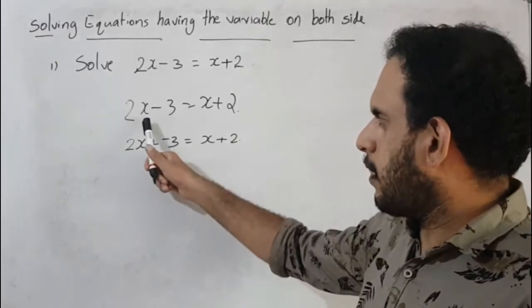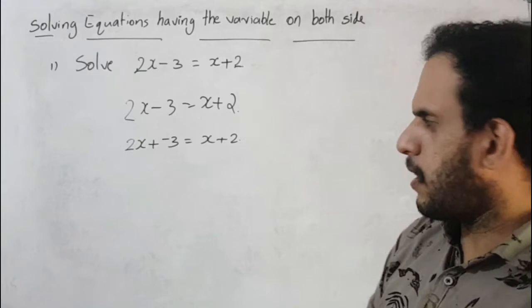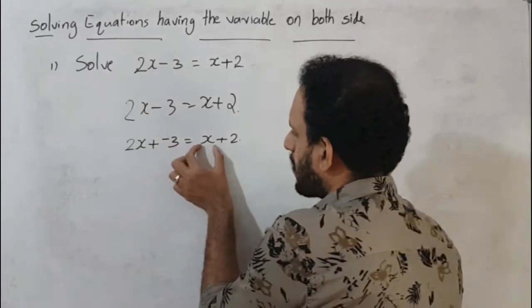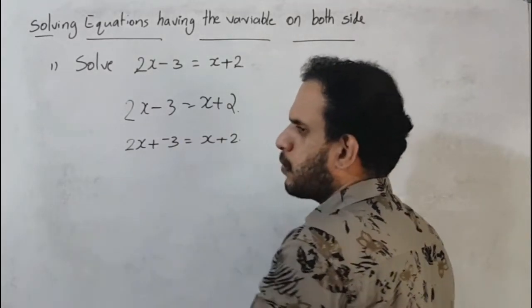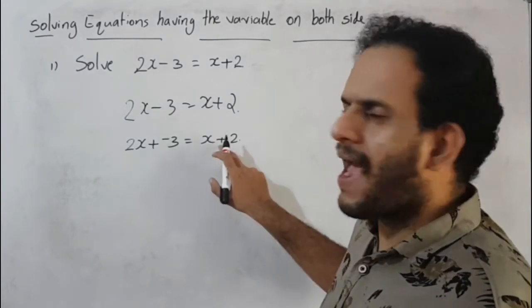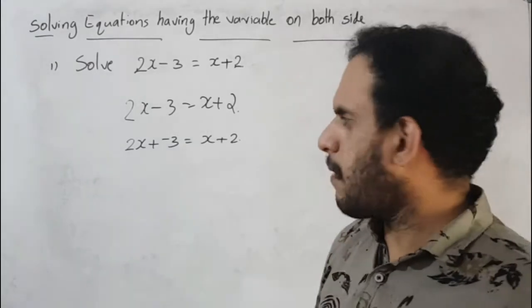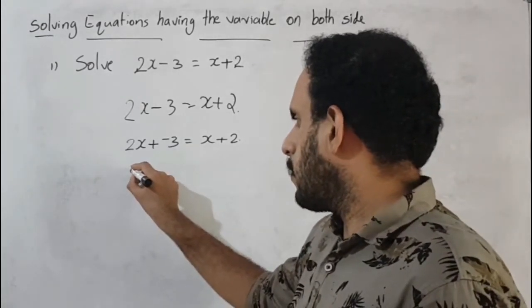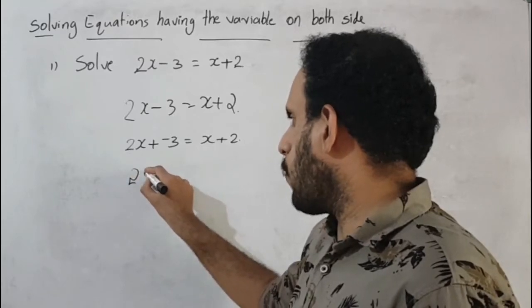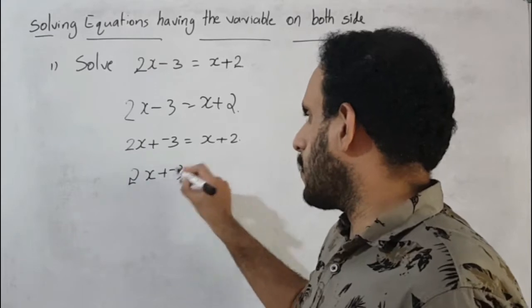So here I convert 2x minus 3 as 2x plus minus 3. Next step, I transpose the x, 1x, to the side of 2x. Then what are we doing here? x and 2 are adding, x plus 2, correct? So in the case of transpose, what is the change? It is minus. Then the first idea is like this, one by one step. 2x plus minus 3 there.